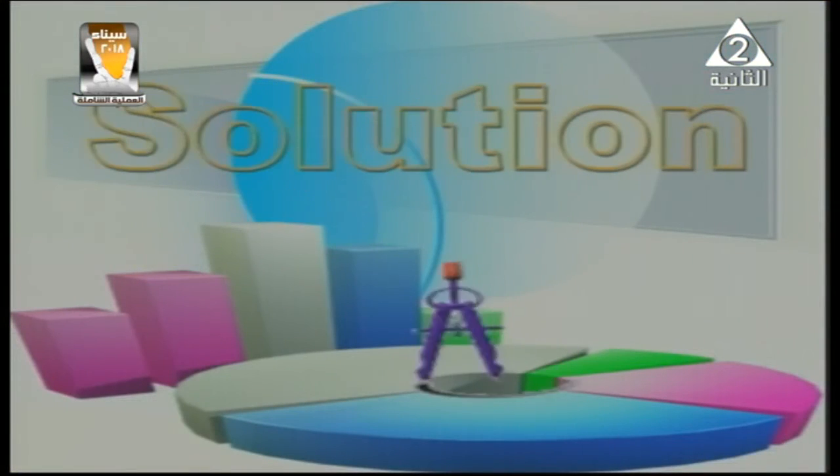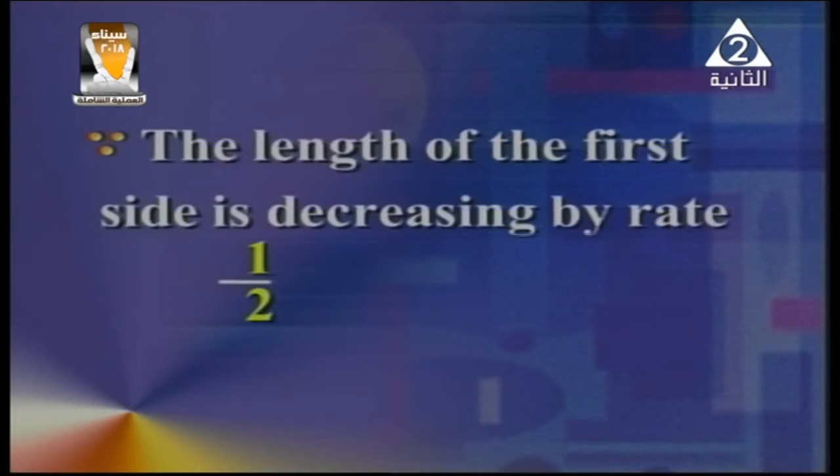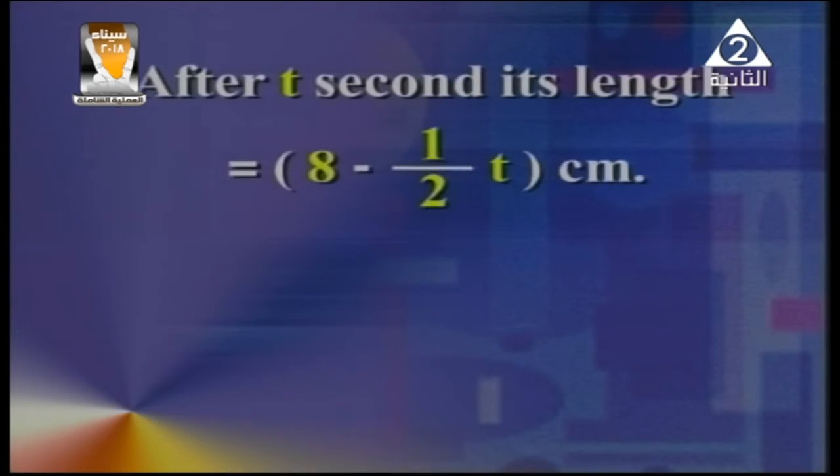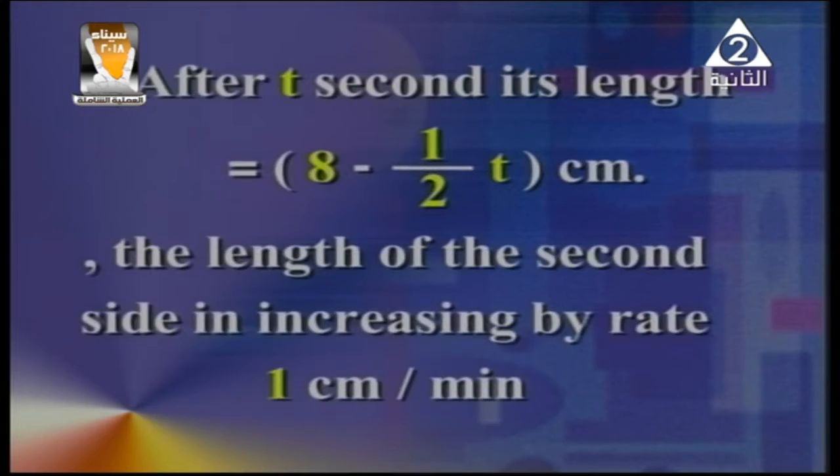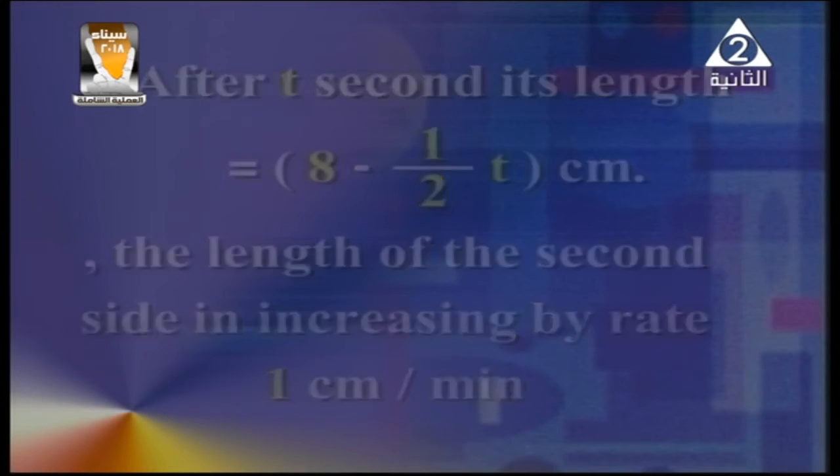Solution. Look at this, student. The length of the first side is decreasing at a rate of half a centimeter per minute. Then after t minutes, its length equals 8 minus half t centimeters, and the length of the second side is increasing at a rate of 1 centimeter per minute. After t minutes, its length is 6 plus t centimeters.